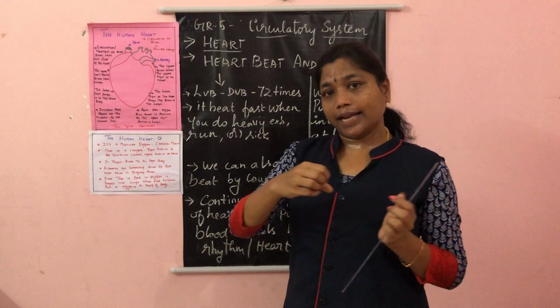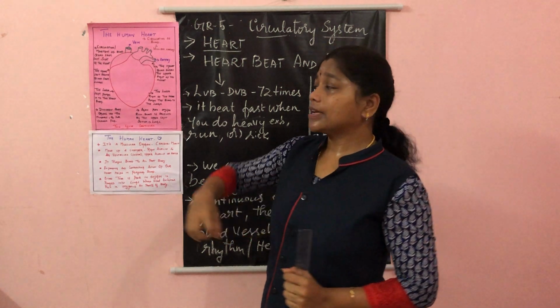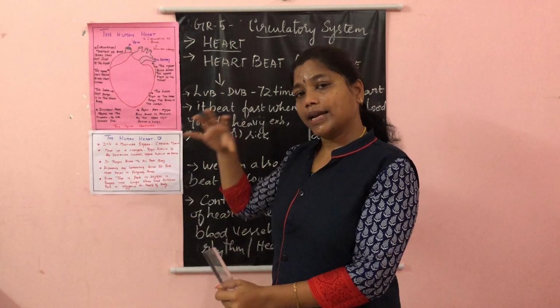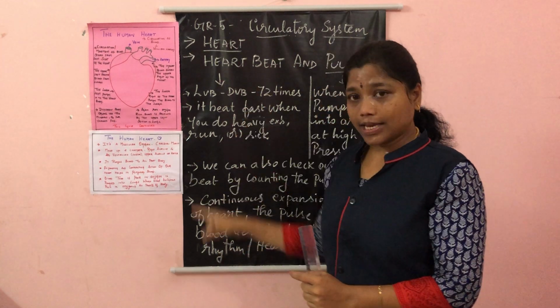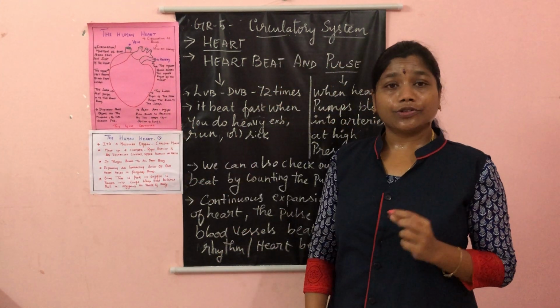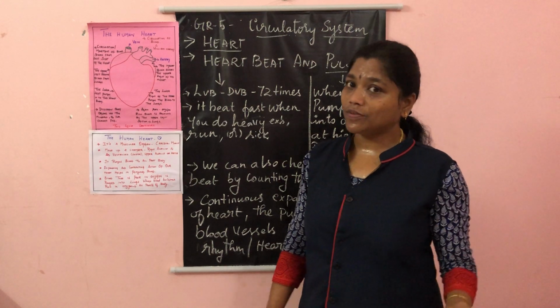Again the impure blood comes to the heart, then goes to the lungs and collects the oxygen. This cycle is carried out continuously. This cycle is said to be the circulation of the blood. Are we all clear with this?